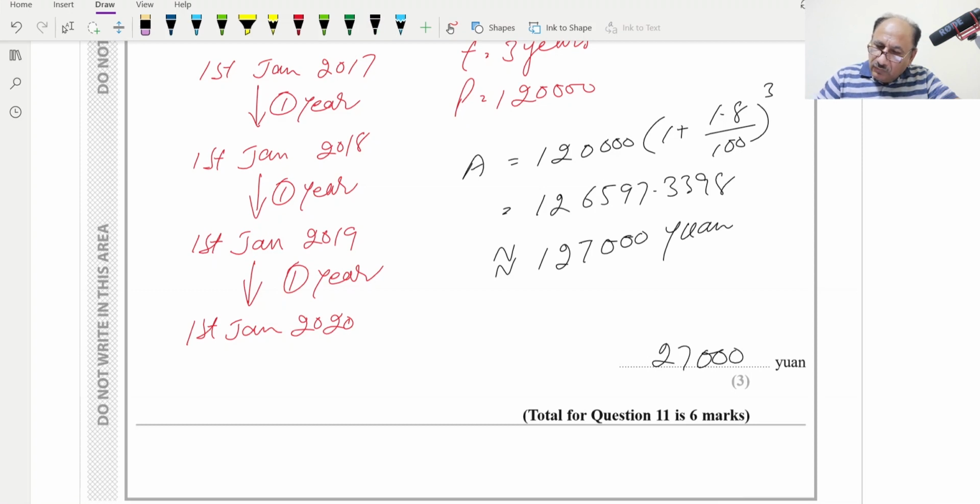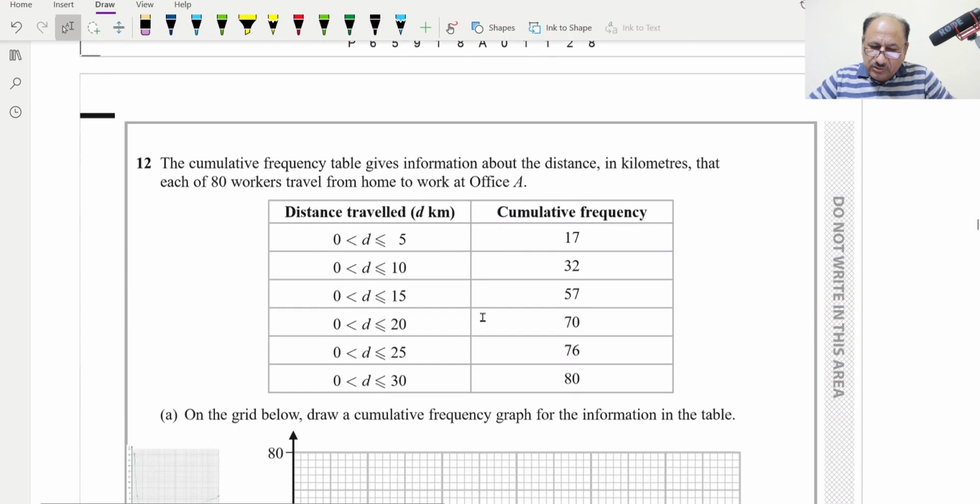12700 one, I'll write properly over here. So this is done, 6-mark question.